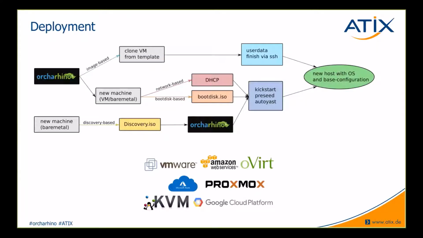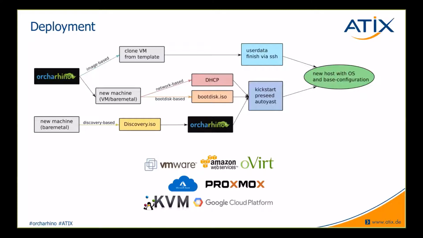And in these parts, we have several possibilities. For the deployment, there are different ways Orcharhino can deploy new machines. There is the image-based deployment, which means you have a virtual machine template which you clone and then configure using Cloud Init or SSH to run scripts, and then you get a new host with a base configuration and the version of your VM. This is also the main deployment mechanism which cloud providers use.